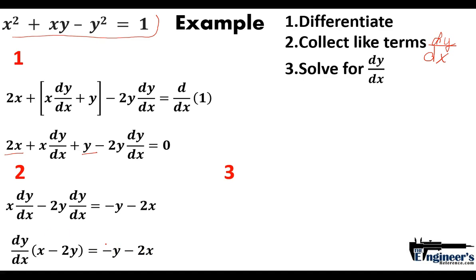All that is a matter of dividing both sides by the quantity x minus 2y, which leaves us with dy over dx equals the quantity negative y minus 2x over the quantity x minus 2y. And that's it. That is implicit differentiation. Just three steps: differentiate, collect like terms, and then solve for dy over dx.